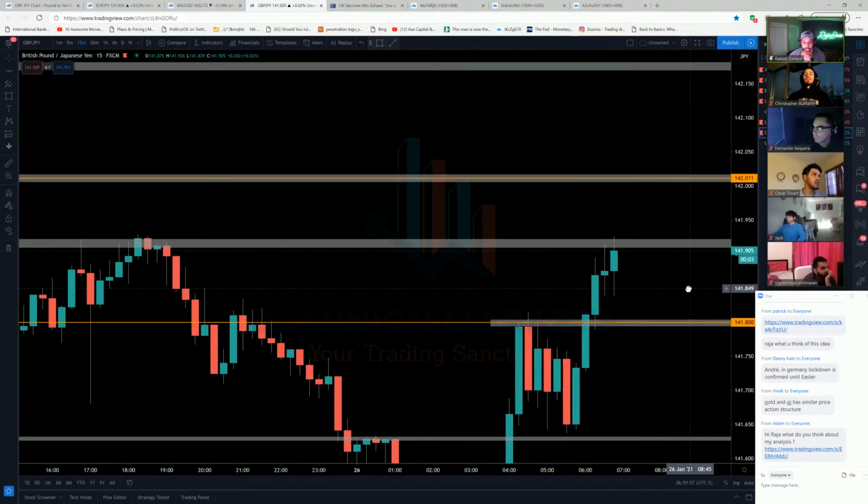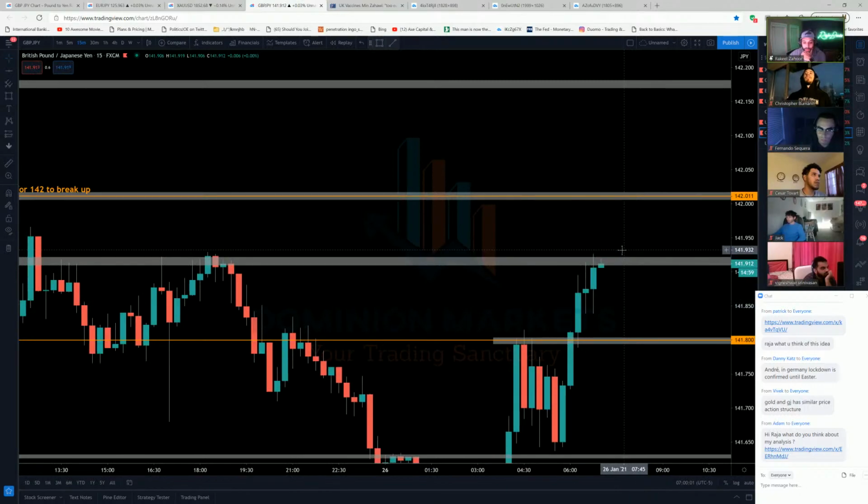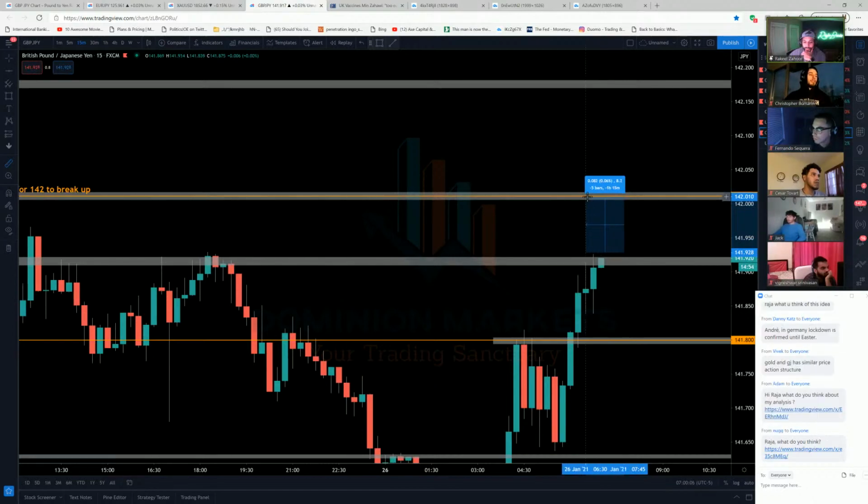Pound is strong, yen is weak. But then again, this is like a 9 pip range. 8 pip range, 8.2. Yeah, I'd wait for 142. We'll wait for 142 to break and then we're going to continue moving bullish.